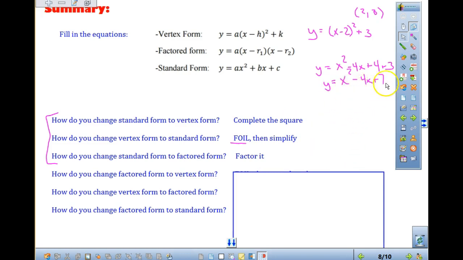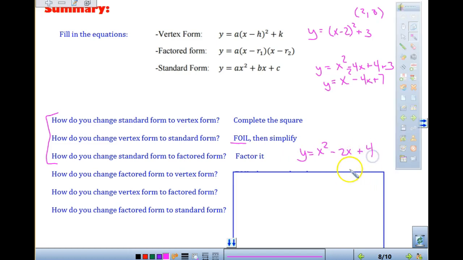Now, if I can't factor it, at this point, we're not going to go back. Like, this one isn't really nice and factorable. But if I'm looking at something that's in standard form, like y equals x squared minus 2x plus 4, I can think of that as being factored as x minus 2 times x minus 2. Can I tell what the solutions are? That is my factored form, right? There's only one solution, it's 2.